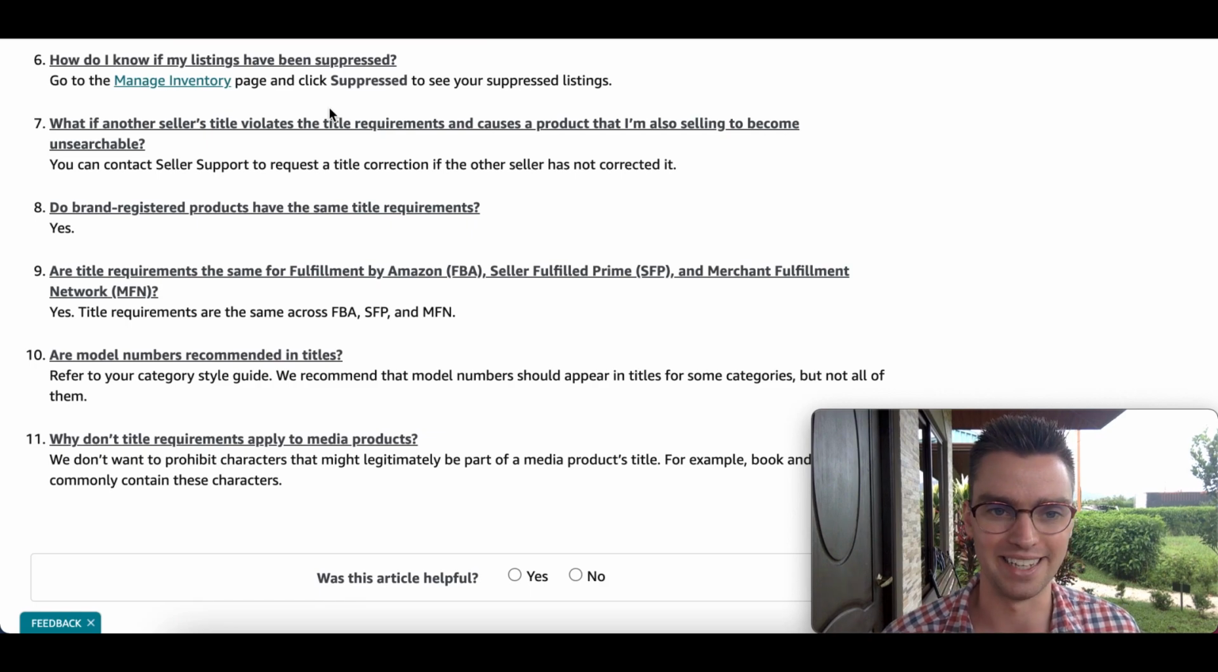And then how do I know if my listing has been suppressed? Well, you'll notice because your sales will drop. But you'll also know that you're suppressed if you log in to your Seller Central account and click on Manage Inventory. You'll see, for a specific listing or the listings that are violating Amazon's terms, the word suppressed right there in the listing, and then you'll have to contact support and get that resolved.